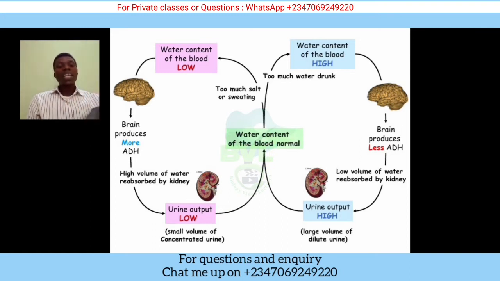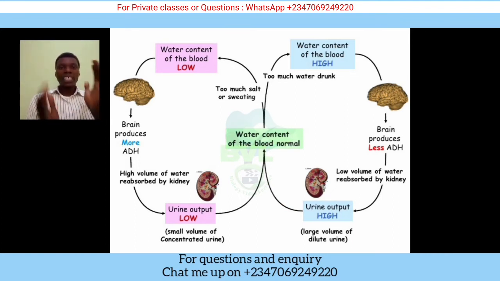Then on the other hand, you can have too much water consumed, or you are not active, you're not sweating. That will increase the water in the blood, which is not good. Then that will stimulate the kidney not to release ADH. Once there's no ADH, little or no water will be reabsorbed from the nephron of the kidney. Then you will pass out a large amount of water. Then you come back to having what? Normal water in the blood.